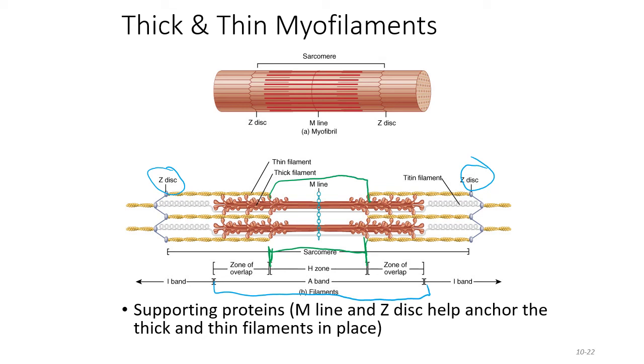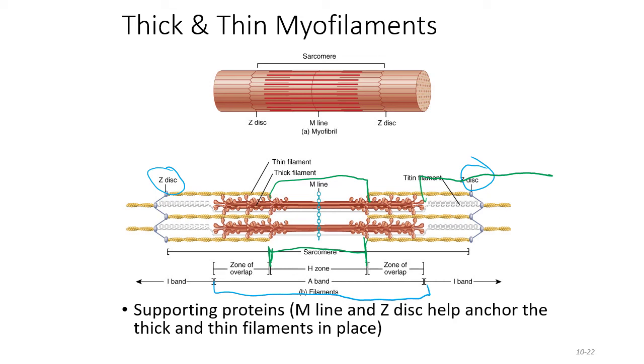The I band is an area where we have only thin filament, and it starts over here at the edge of the thick filament, and it's going to go all the way into the next sarcomere. So our I band goes from there all the way over to here, and it actually spans two sarcomeres. We'll see that these change when we have contraction of the muscles. The processes are going to change depending upon what's happening within the muscle in the contraction process, and they're going to change in their size.